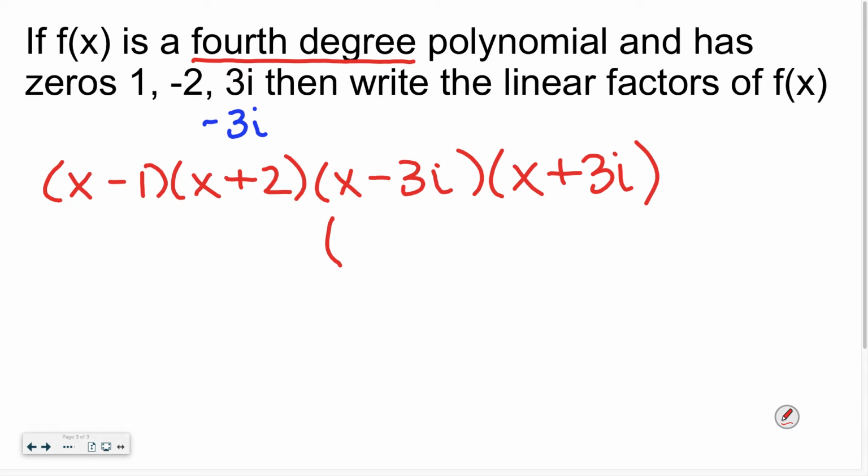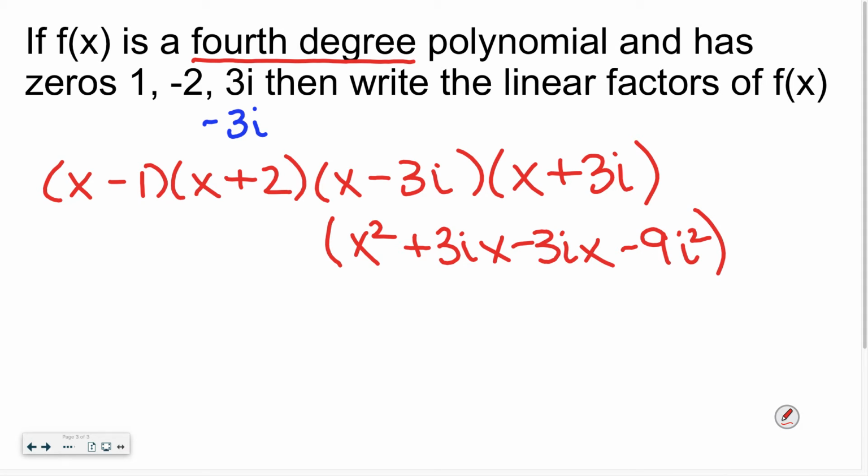We have x times x, x times 3i, negative 3i times x, negative 3i times a positive 3i is a negative 9i squared. And some of you can simplify that in your head as you multiply it, and I have no problem with that. But I'm going to take my time. So we're left with x squared plus 9. Which is nice, right?